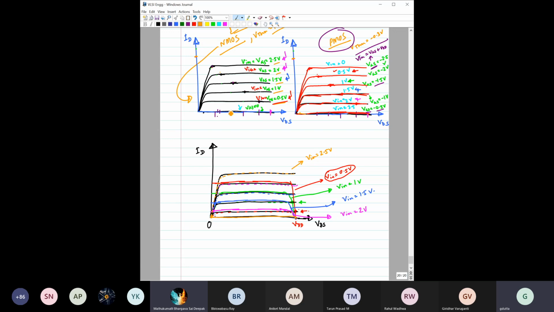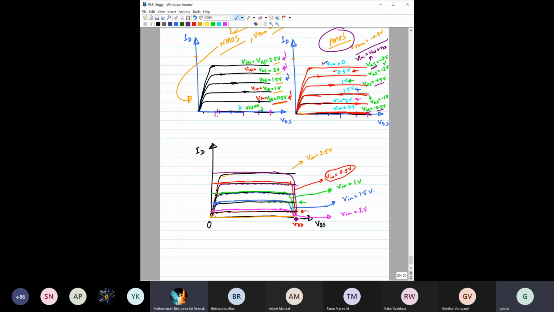Okay, I think we have missed one point, which is for VGS equal to 0 or Vin equal to 0. So for Vin equal to 0, for NMOS, the characteristics is like this, right? But for PMOS, for Vin equal to 0, the characteristics is this one. So that way we have the characteristics like this, right? And basically it will intersect here, right?